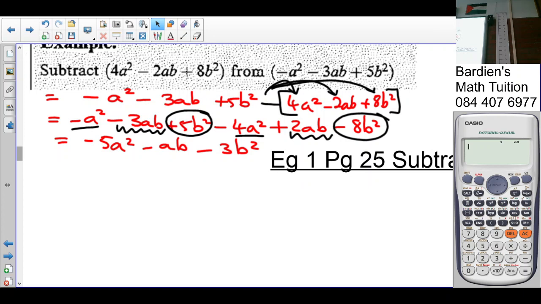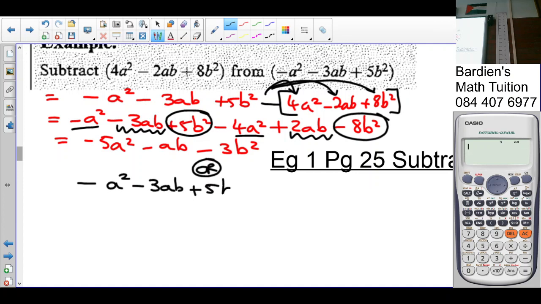People, the second method is as follows. What must go first? Whatever follows from is written first. So it's going to be negative a squared minus 3ab plus 5b squared. Below that goes what? Now the 4a squared must be below the negative a squared. The negative 2ab must be below negative 3ab. The 8b squared must be below the 5b squared.